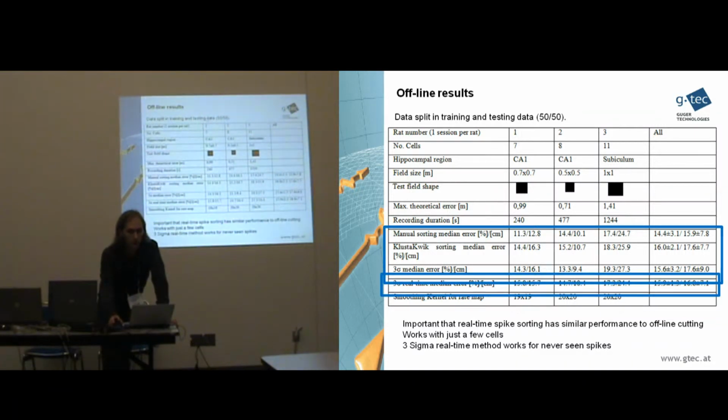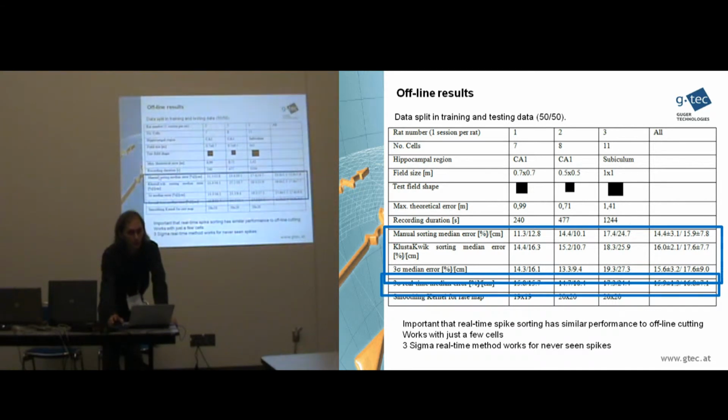Now we looked at 3 different rats who had between 7 and 11 cells coming from the CA1 or subiculum region. So the environment was between 0.5 and 1 meter, and the recording duration was between 240 seconds and 1200 seconds. And first we compared 3 different spike sorting algorithms.